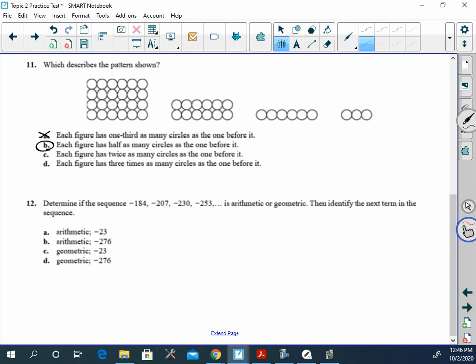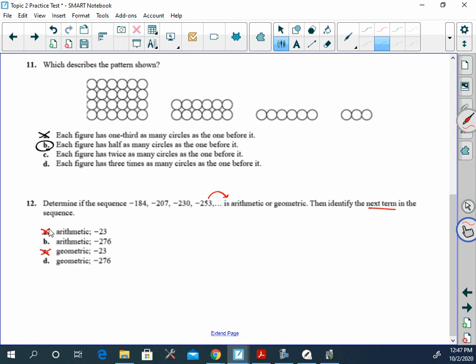Okay, and then on to the bottom one here. For number 12, determine if the sequence is arithmetic or geometric and identify the next term in the sequence. So, doing the same idea here. When we go from here to here, it's definitely getting more negative, so it's going down by a certain amount, and all of these are negative. If you have trouble with this, you can figure out that it's always going down, so the next number should be more negative than this one, and you can cross off a couple of these.